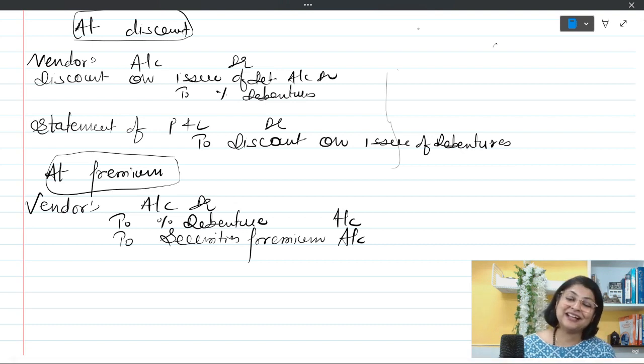In the coming class, we will do lots of questions, not lots, sorry, one question on this concept, and then we will move ahead with another concept. This concept of issue of debenture for consideration other than cash is almost finished. One more class is needed for it, and then we will move ahead with the other concept.